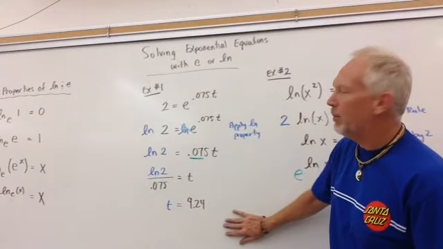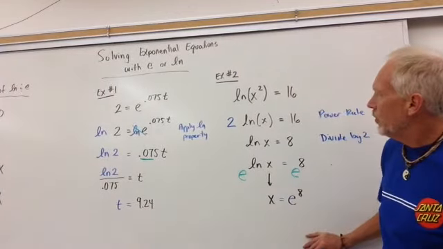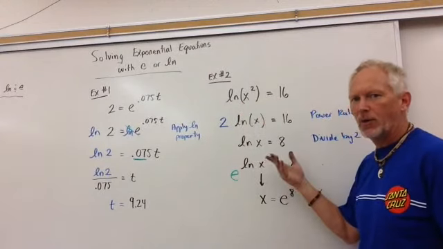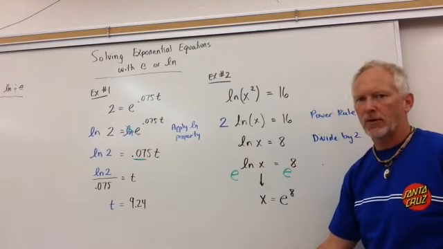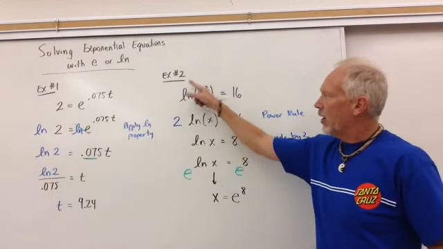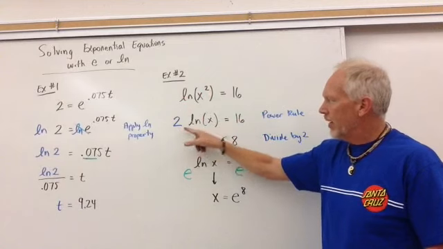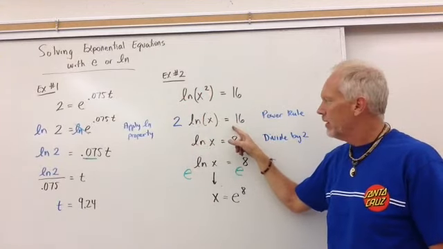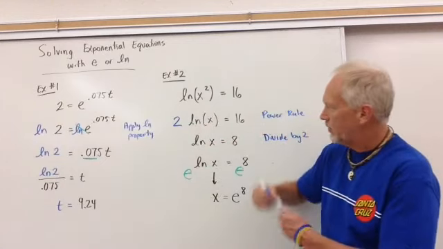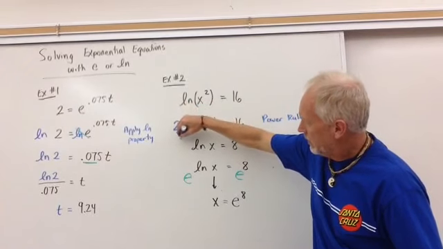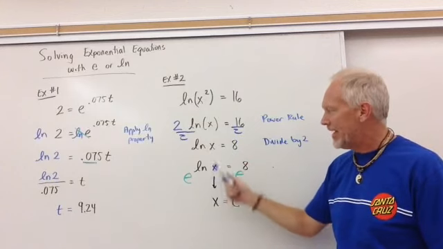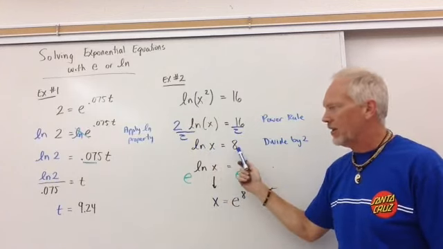All right, example number 2. This says ln of x squared equals 16. So what do we do in this case? In this case, what we want to do is bring our 2 down using the power rule property. And that gives us 2 ln x equals 16. Now, we can divide both sides by 2. If I divide both sides by 2, we get 16 divided by 2, which is 8. And now we're left with ln x equals 8.